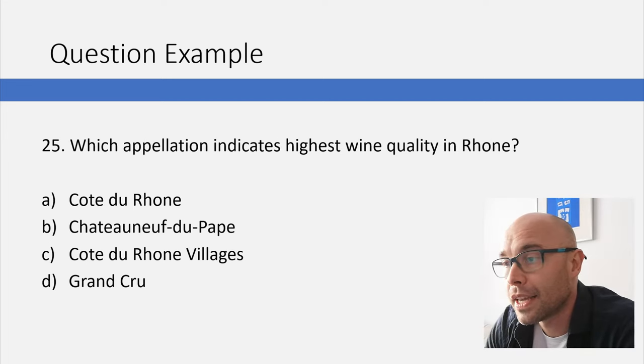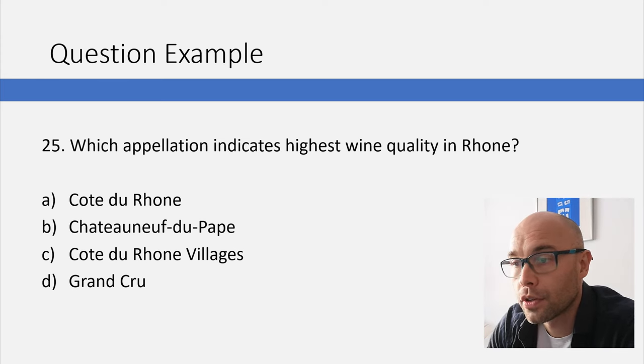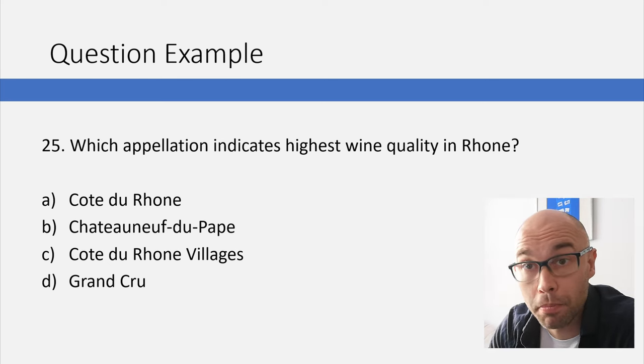Which appellation indicates the highest wine quality in Rhone? Côte du Rhône, Châteauneuf-du-Pape, Côte du Rhône Villages, Grand Cru. The correct answer is B, Châteauneuf-du-Pape.